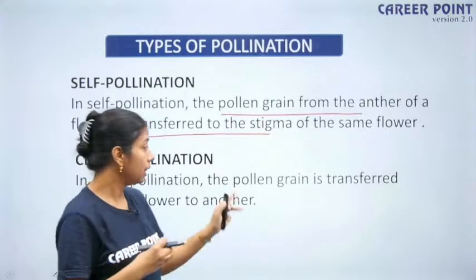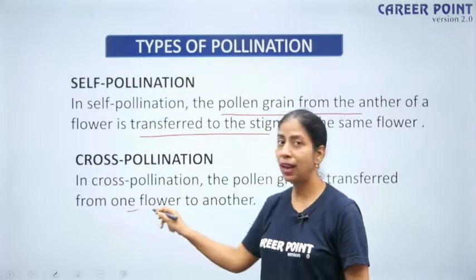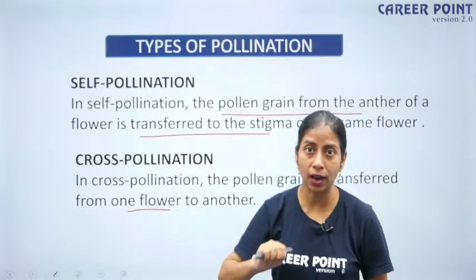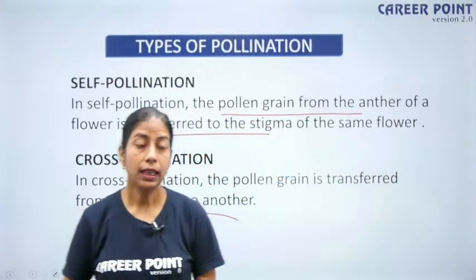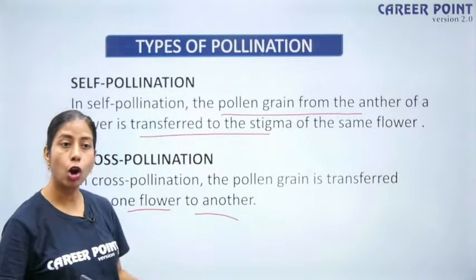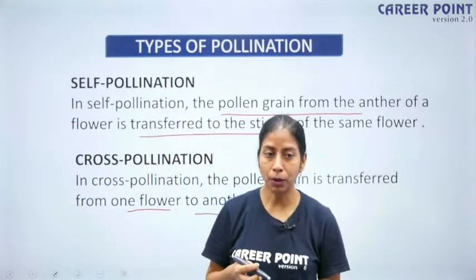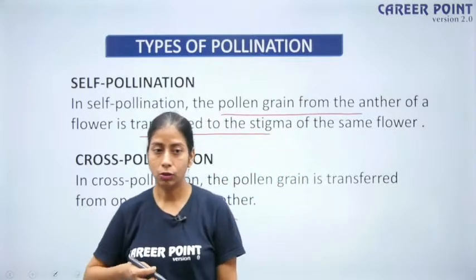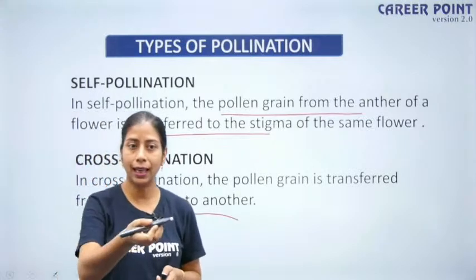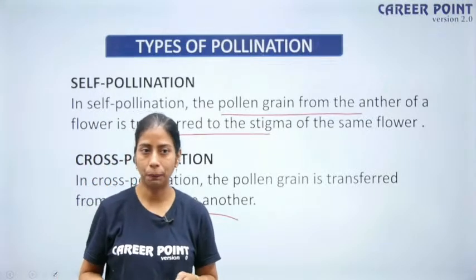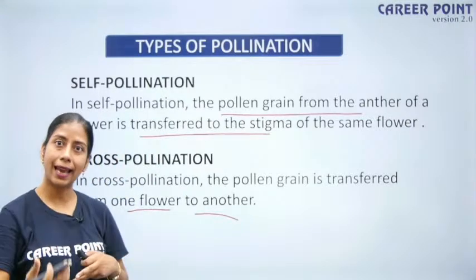And if the pollen grain is transferred from the anther of one flower to the stigma of another flower, then we use the term cross pollination. Okay, even bats also help. Some of them are frugivorous, so when they come and eat the fruits, the pollen grains stick to their body and they help in the process of pollination. I'll come to those pollinating agents; that will be my next topic.